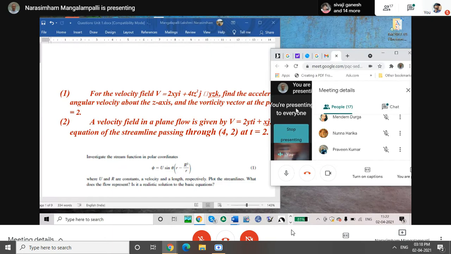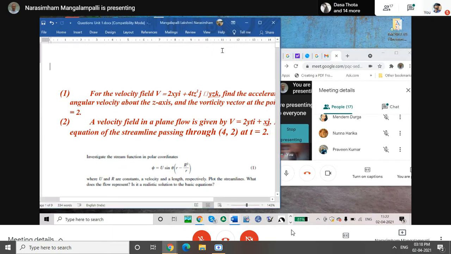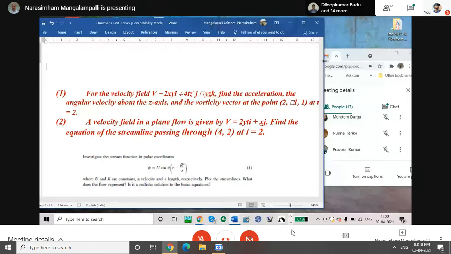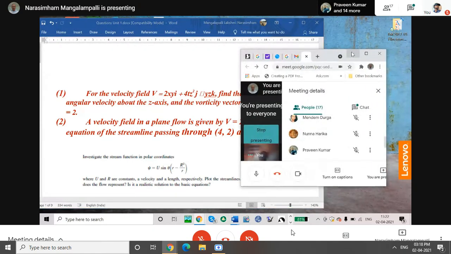Now, what are you asked to find out? You are asked to find the acceleration, the angular velocity about the z axis, and the vorticity vector at a given point. The given point is x equal to 2, y equal to 1, z equal to 1, and t equal to 2. Now, let us see how we get the acceleration. Let me show you.